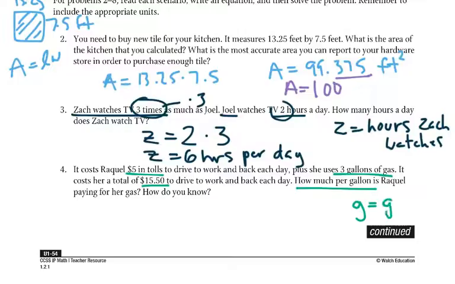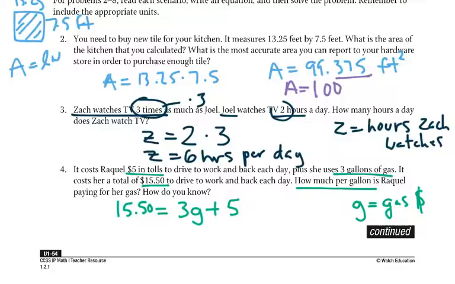So gas money, essentially. So if we knew how much the gas cost, we would just times it by the 3 gallons, right? So we're going to go 3 times G. Okay, that would get us the cost for her gas. But we have to include the tolls in, so we're going to add 5 to that. Okay, and then we know that that's equal to $15.50.